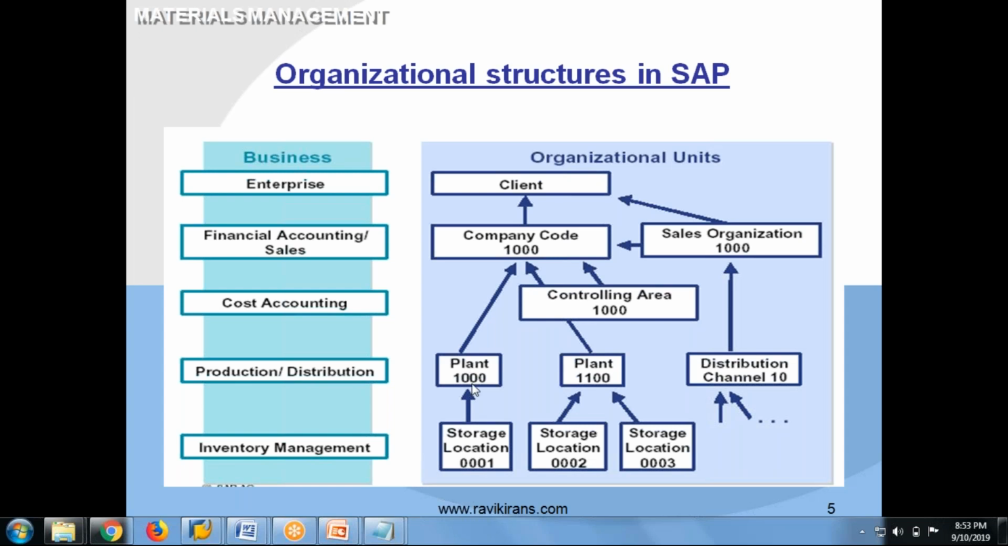Plant and storage location are created by the PP and MM consultants. Both. So that means inventory, MM will play a role. Plant, mostly production people should play a role there.